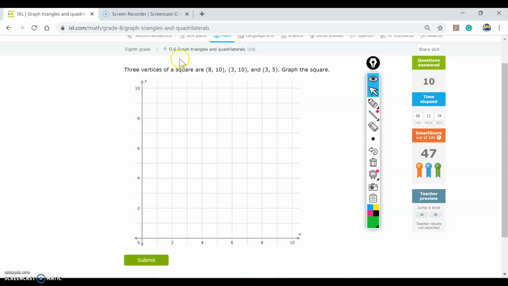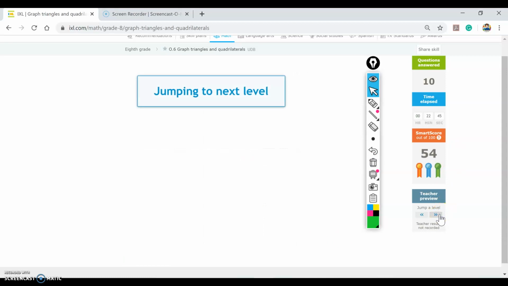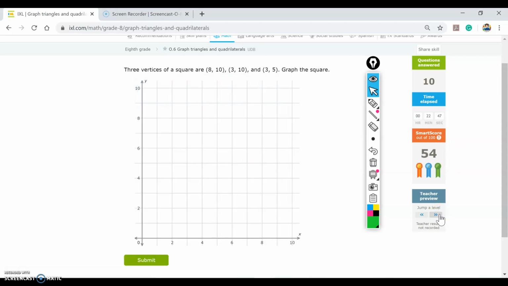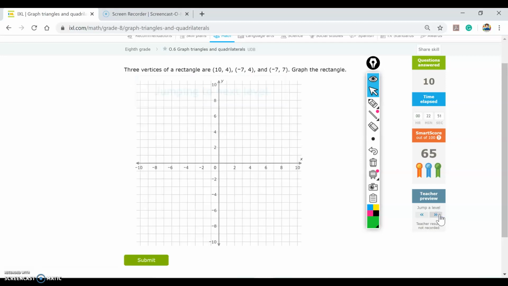Now let's see the other one. This one is the same. Look, three vertices of a square. So I'm not going to do this one. Let's get ahead. This one is the same, three vertices of a square. I'm going to do one more.